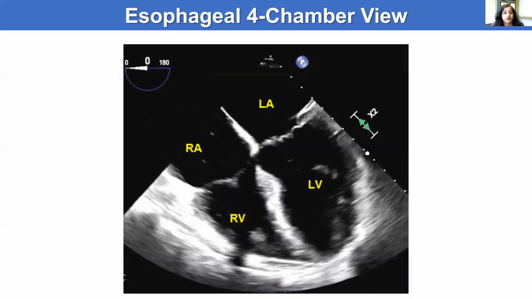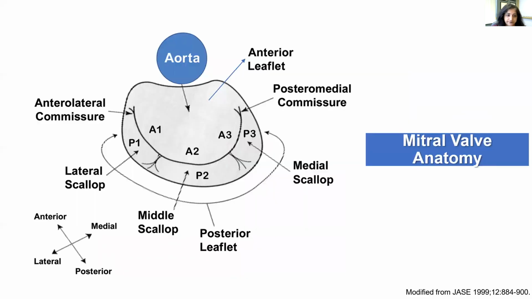This is your standard esophageal 4-chamber view: the left atrium, the right atrium, the left ventricle, the right ventricle. In this view, you can see that the TE transducer is very, very close to the left atrium and very, very close to the mitral valve. One of the largest values of TE is its ability to understand mitral valve anatomy.